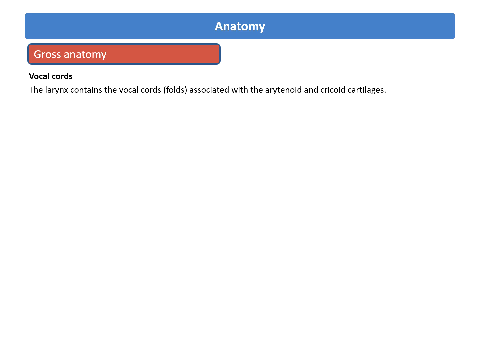The vocal cords, or properly called vocal folds, are in the wall of the larynx. They're associated with two of the cartilages of the larynx, the arytenoid and cricoid cartilages. The slit between the two vocal cords, that is, between the right and left, is a space called the glottis.